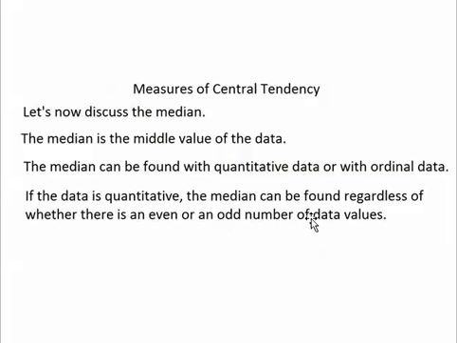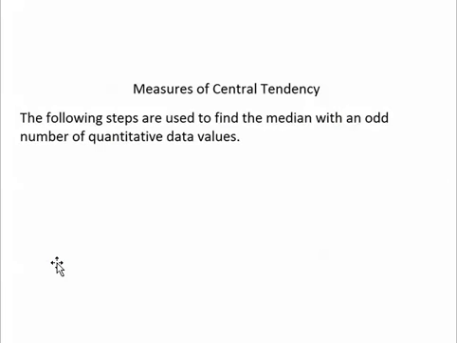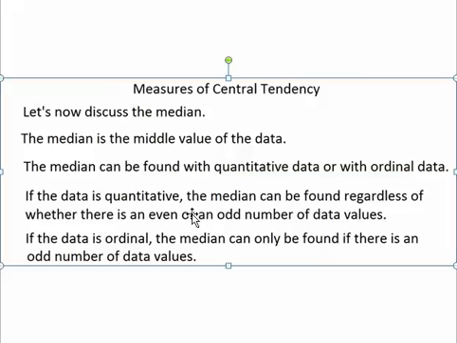But if you've recorded ordinal data, such as job statuses or whether people are a child, adolescent, or an adult, then you can actually only find the median if you have an odd number of values. And we'll talk about why this is true also. We'll go through these one at a time. First we'll talk about finding the median of an odd number of quantitative values. Then we'll talk about finding the median of an even number of quantitative values. And then lastly, we'll talk about finding the median of an odd number of ordinal values.